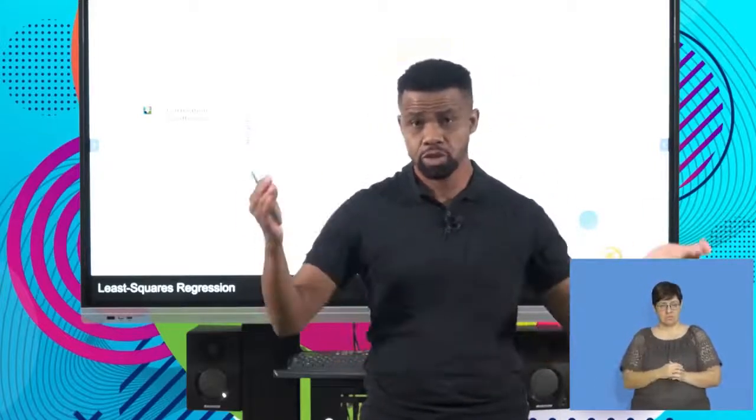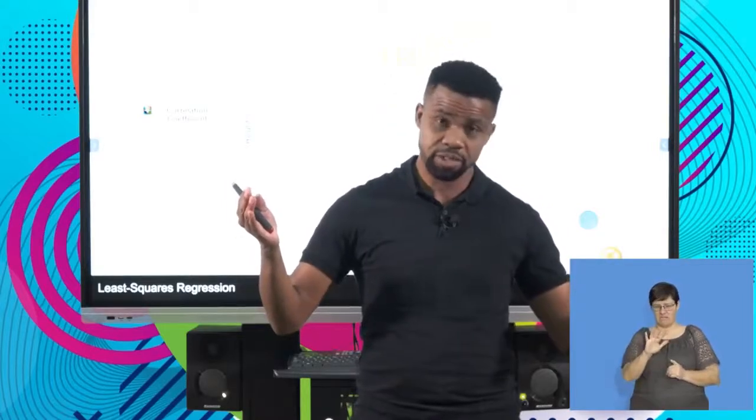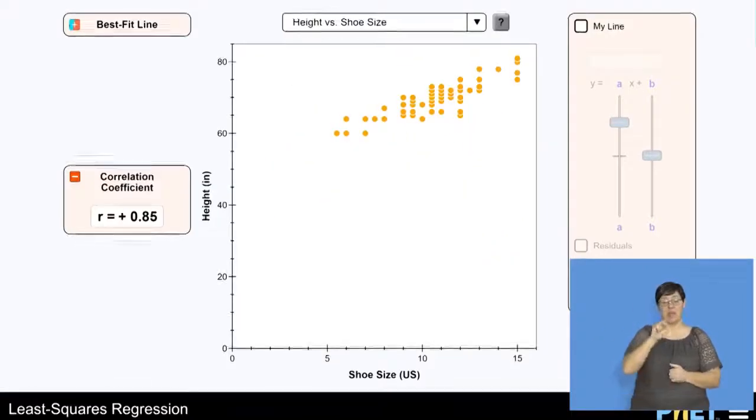I think it's, should I say 0.5, 0.6? Let's see what this gives us. It actually gives us 0.85. It's a strong positive association between the height and the shoe size. Does that make sense? Great.